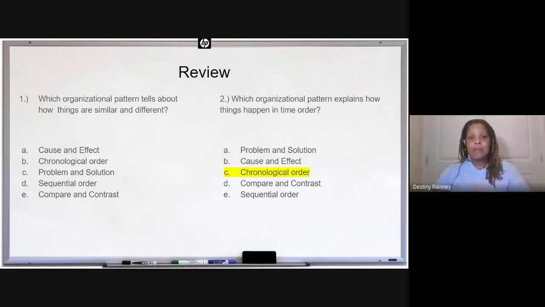Remember the example we gave about writing about the war? You would want to list the events in the order that they happen. So remember, chronological always has to do with time.